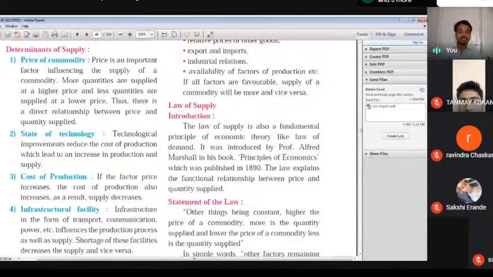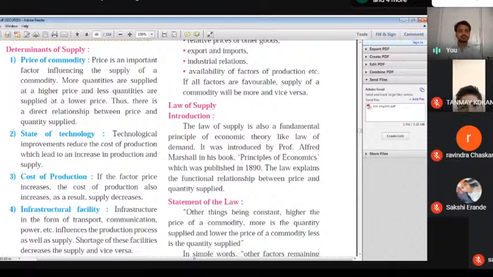A determinant is an element. When we think about supply, there are lots of determinants, lots of elements, and I am going to explain all of them in today's lecture. The first element is the price of commodity.